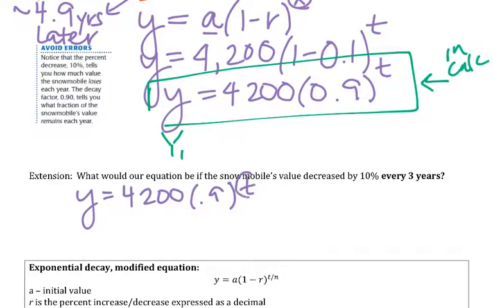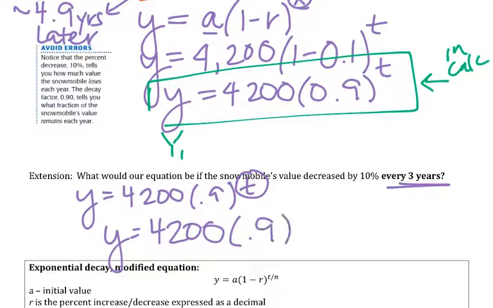Well, it's your time. So if we want to slow this down by 1/3, we're going to change the equation so that it is 4,200 times 0.9 to the 1/3 t, or t divided by 3. That's going to change the table and change the rate at which things are changing to slow it down. So this change only happens every 3 years.